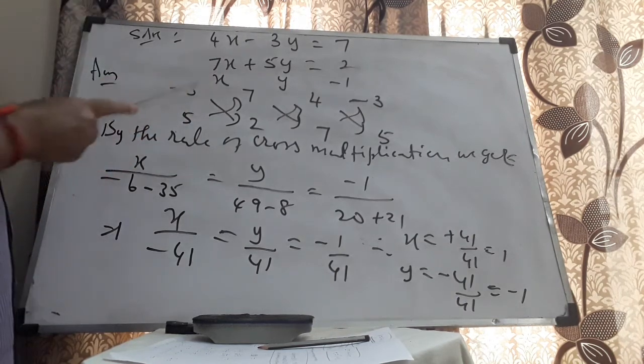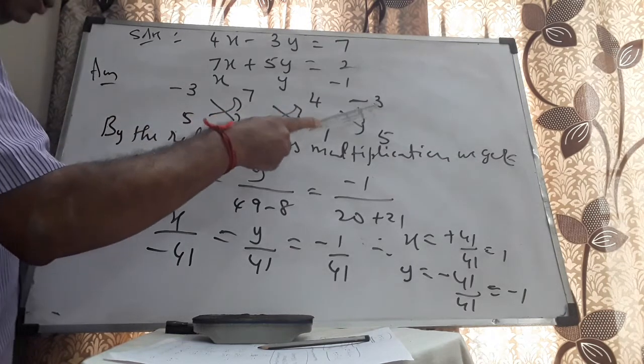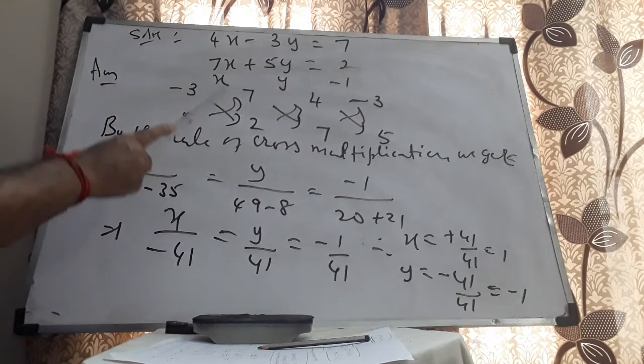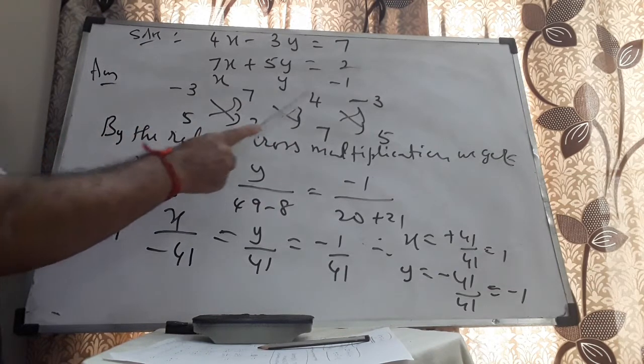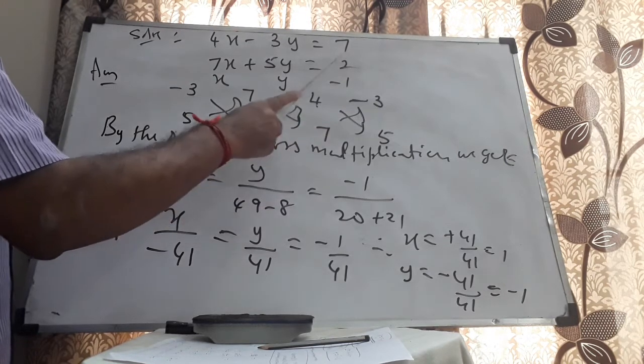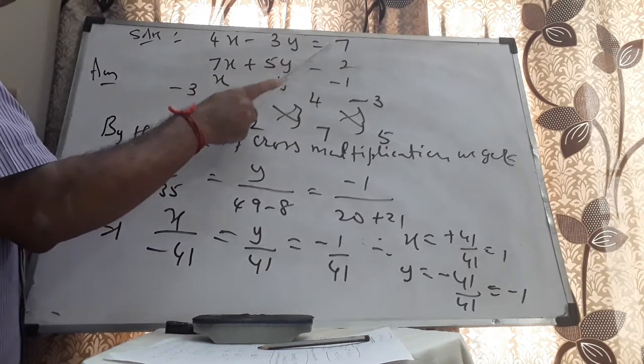Let me repeat. I'll start writing the middle coefficient. Minus 3, 7, 4, again minus 3. 5, 2, 7, again 5. Put arrow marks like this. Put x in between the first two entries. Put y in between the second and third entries. Put minus 1 in between the third and fourth entries, provided constants are on the right hand side. My constants are on the right hand side now.